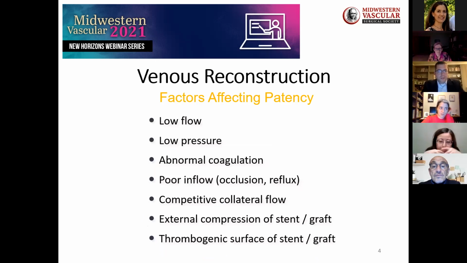Venous reconstruction, Dr. Glavitsky during my training once told me, is really what humbles the vascular surgeon. And that's because of the high rate of failure and the amount of detail that you have to be concentrating on to really try to make these reconstructions perfect, because there are several factors that affect their patency.